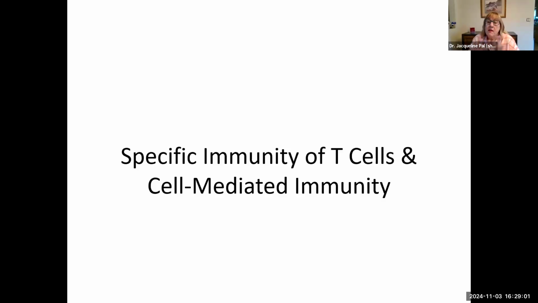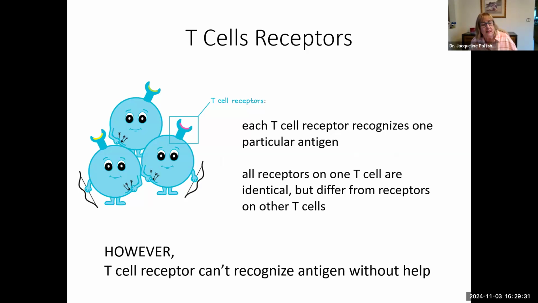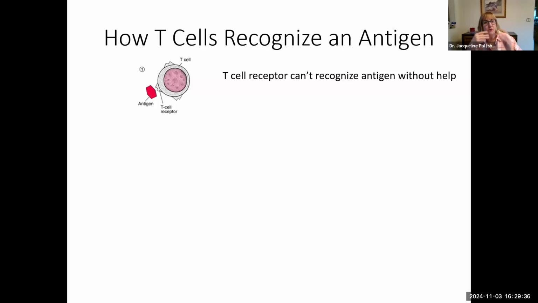Welcome back. Now we're going to finish up specific immunity, talking about T cells and cell-mediated immunity. So T cells have receptors, and just like B cells, every T cell receptor recognizes one particular antigen, and all the receptors on one T cell are identical, but are different from the receptors on the other T cells. However, this is different. T cell receptors cannot recognize antigens without help. So, how can T cells recognize an antigen?